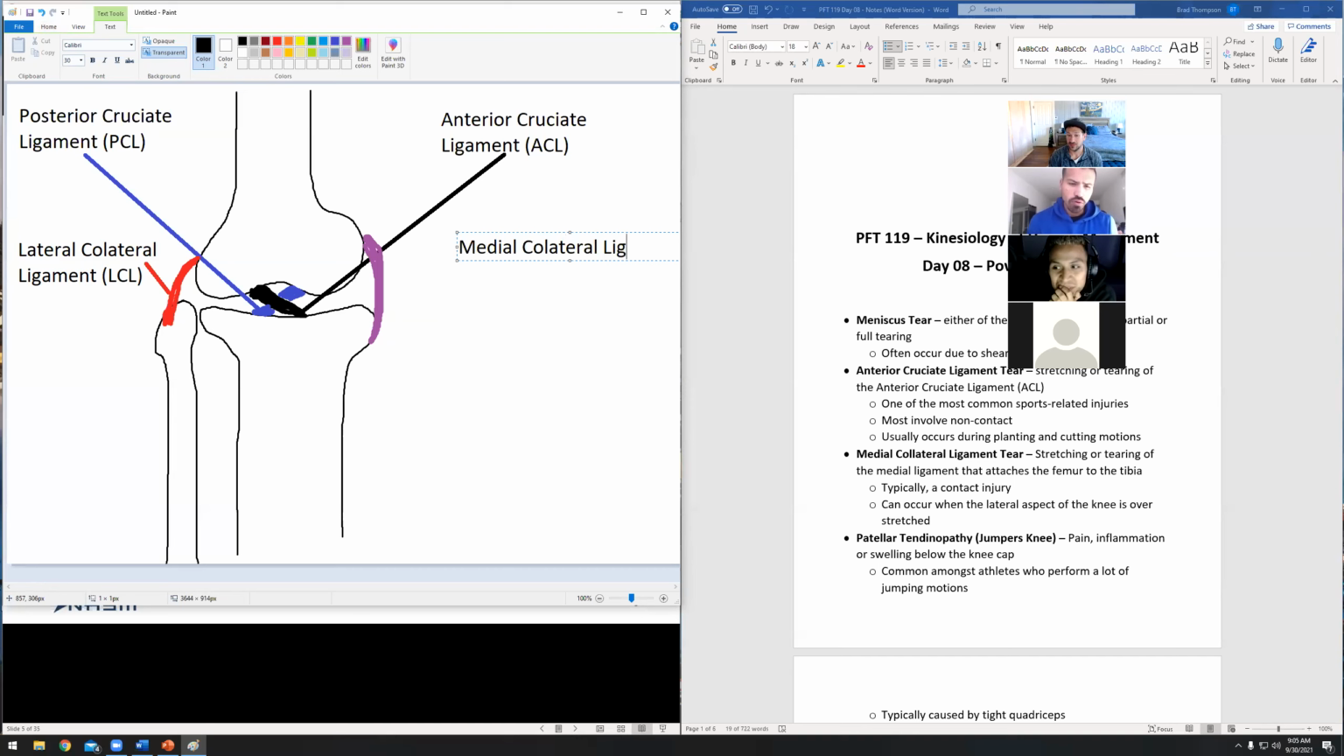How many ligaments do we have to know from the knees? Like, how many are there? Just these four big ones. That's all you gotta know. Are there more ligaments in the knee? Not really. No, just four. There's some fascia and stuff, but these are the big ligaments.